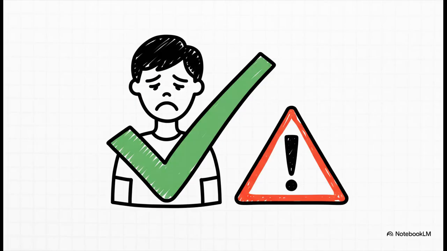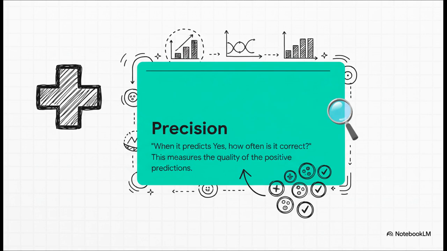In our cancer example, one of these errors is infinitely more dangerous than all the others, and that's the false negative. This is when a patient who actually has cancer is told by the machine that they're healthy. This is the mistake that can cost someone their life. So we need better ways to measure performance.